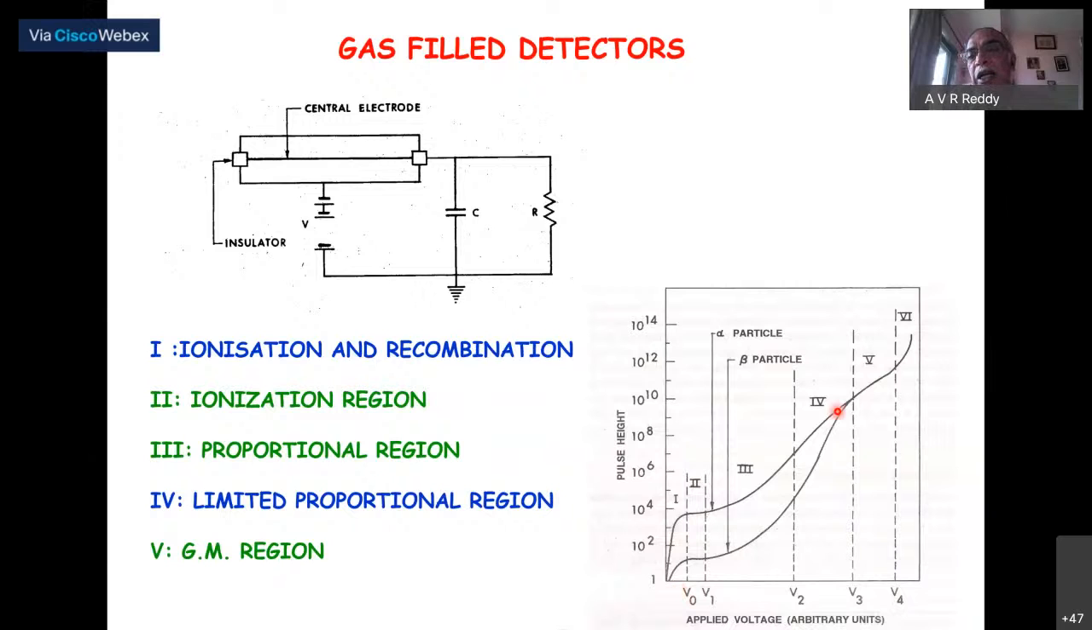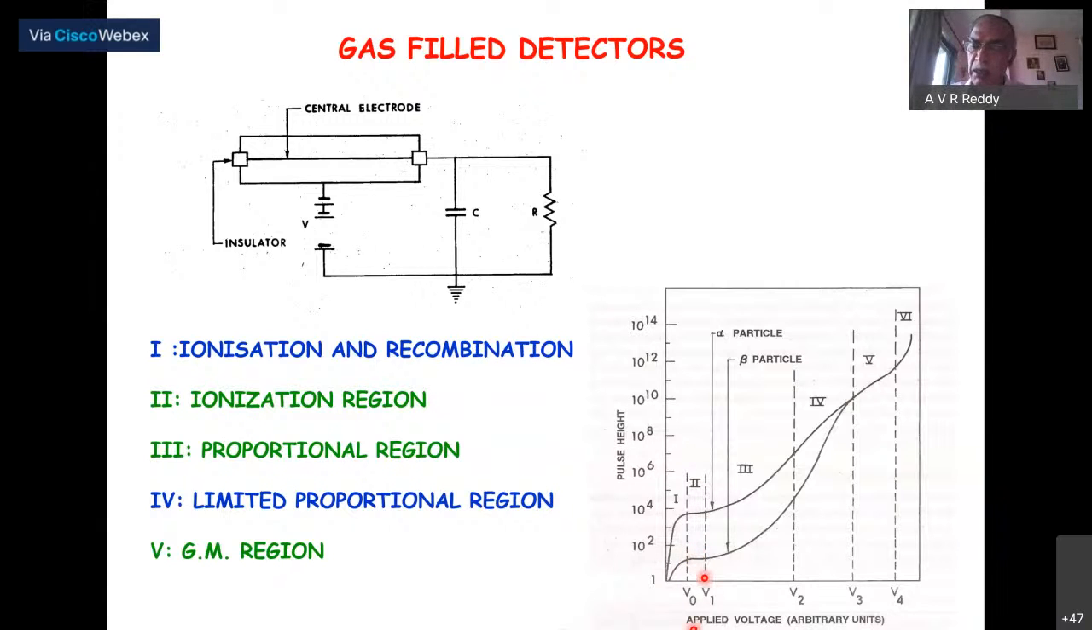But a stage will come where it doesn't make sense in the GM region, because if just one initial ion pair is there, you get the same height. If you have 10, you get the same height, right? Therefore, this region is useful to know that there is radiation present and quantify it, but we will not know which radiation it is, whether it's alpha or beta or gamma. So this is an important slide, and if you have any doubts, you can write here.